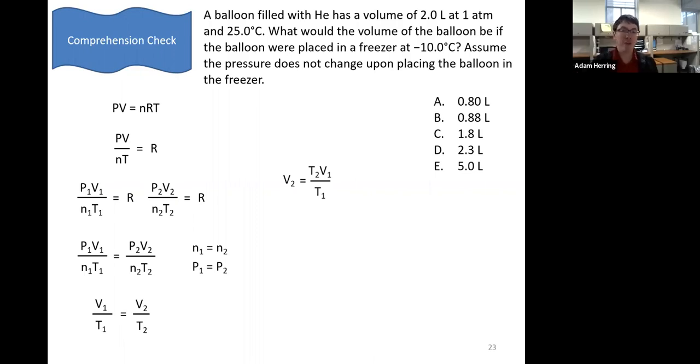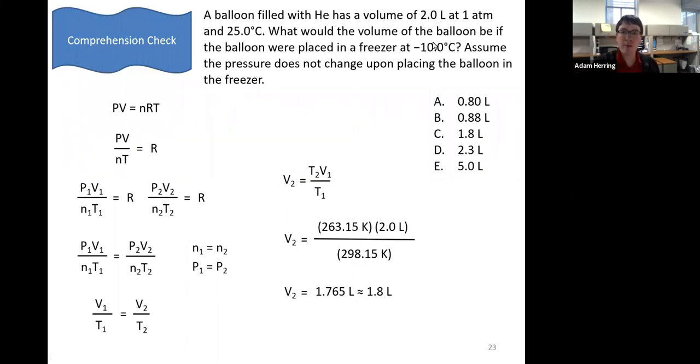Now, be very careful. It might be tempting to just put in your temperatures. However, you need to convert them to Kelvin. If you were to have just plugged in the temperatures, what you would see is that you have a negative volume, which is not possible. So always make sure that you're converting your temperature to Kelvin when using the ideal gas law. When we solve for this, we see that the volume is about 1.8 liters.